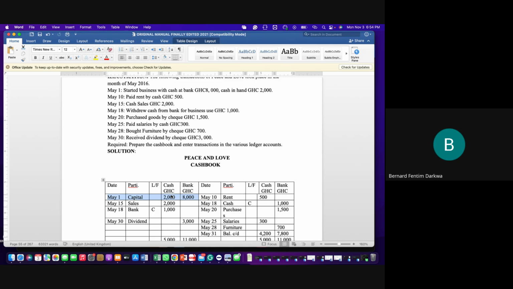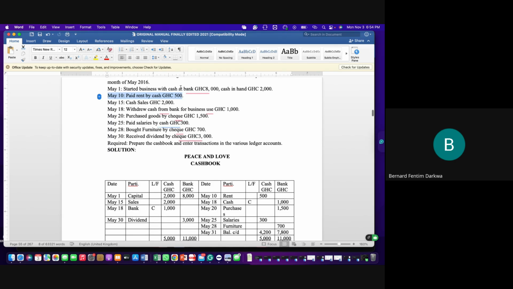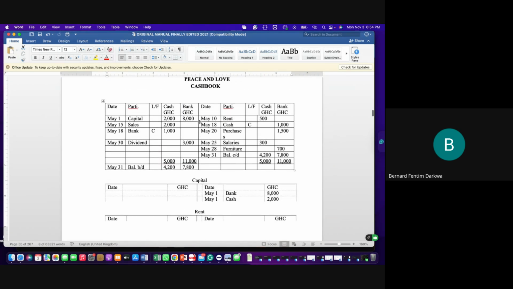Second transaction, May 10th. What did they do? Paid rent by cash, 500. So here you actually say, okay, we are paying rent by cash. So cash will go out in the name of rent. Rent is receiving, cash is giving. Then quickly you go to your credit side of cash. Look at this, 10th May. You put down your date, then the particulars. It is rent that we are paying. How much? 500. Under what? Cash. Put it down. Simple. The folio is blank, nothing goes there. Then you go to the next one.